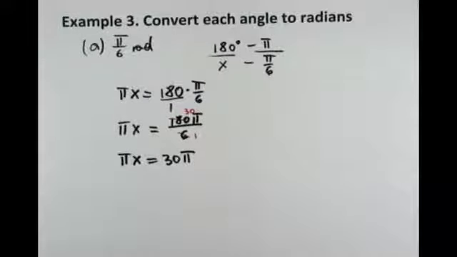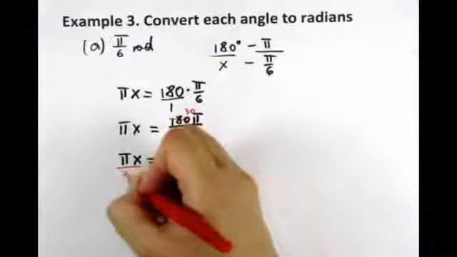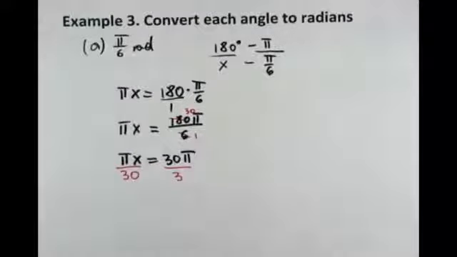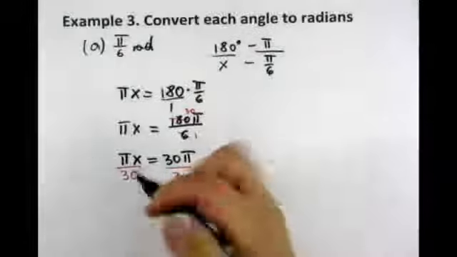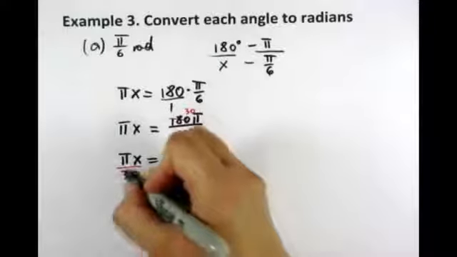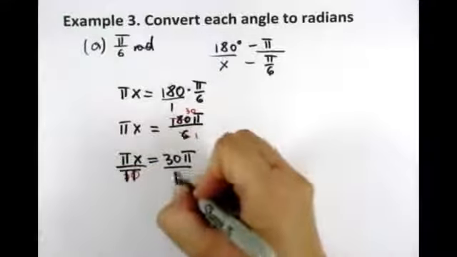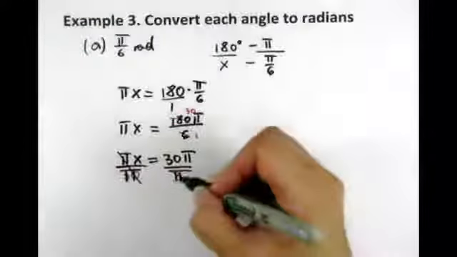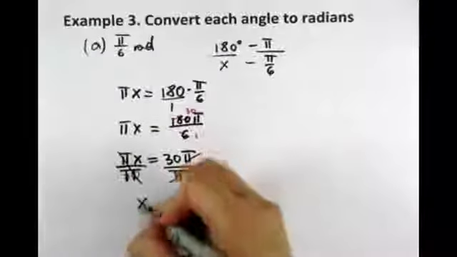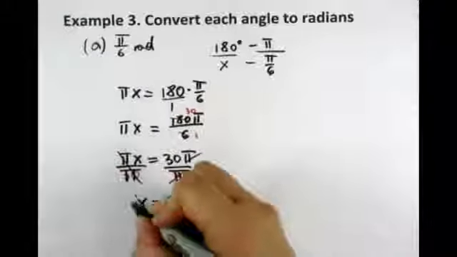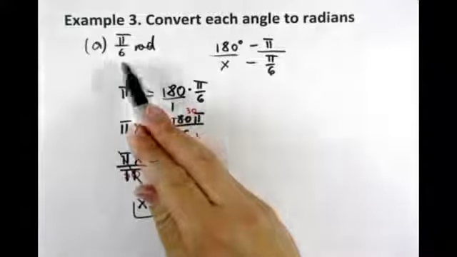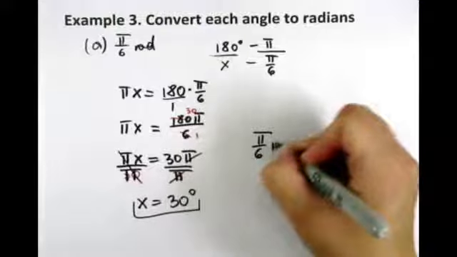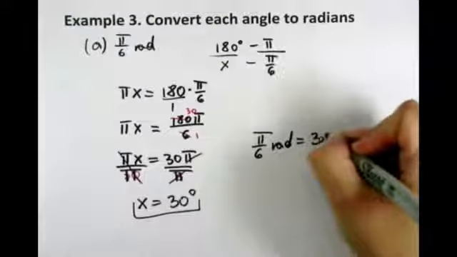Now I can divide by pi. I'm dividing by pi because I need to solve it for x. Divide by pi, divide by pi. So then this pi and pi cancel out. So my x is 30 degrees. My x was pi over 6 radians, so pi over 6 radians is nothing else but 30 degrees.